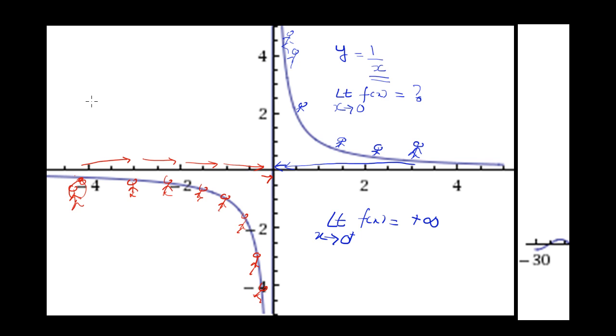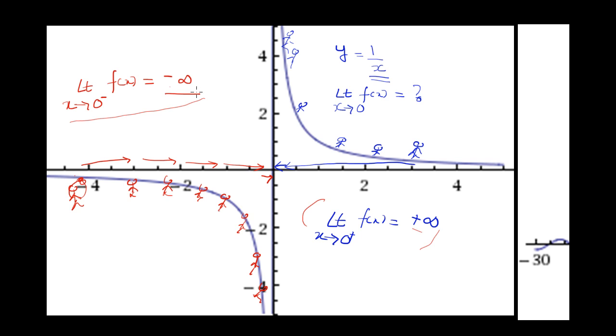Okay? Then we say the limit as x approaches 0 from the negative direction, the function f of x becomes a very big negative number. You see, this left hand side limit and this right hand side limit are different. One is positive infinity, another one is negative infinity.